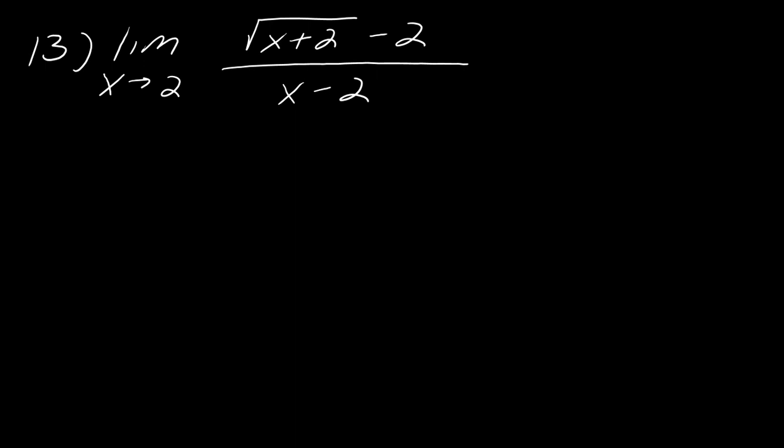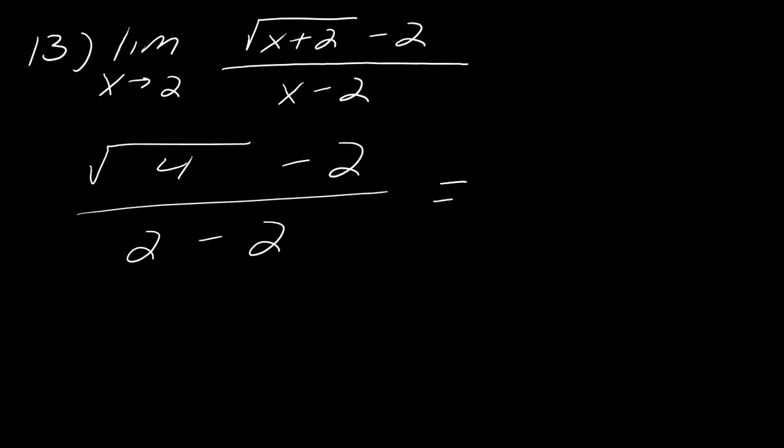Okay, so with 13 here, I've got the limit as x approaches 2 of the square root of x plus 2 minus 2 over x minus 2. If I just take a moment to see what happens with this one, if I plug in 2, I'm going to have the square root of 4 minus 2 over 2 minus 2, and that's going to give me 0 over 0. So I can see now that I'm going to have to finesse this one a little more. So let me clear some space.